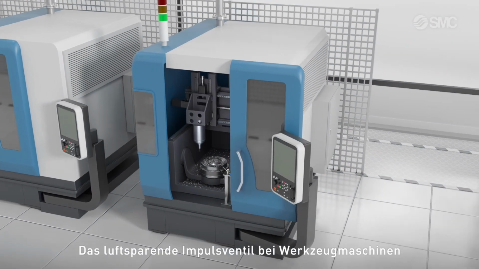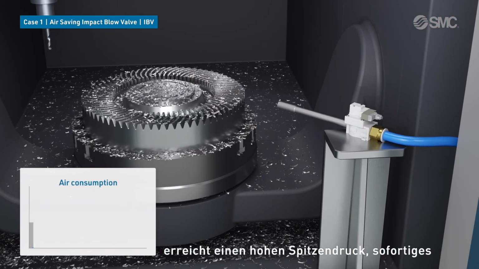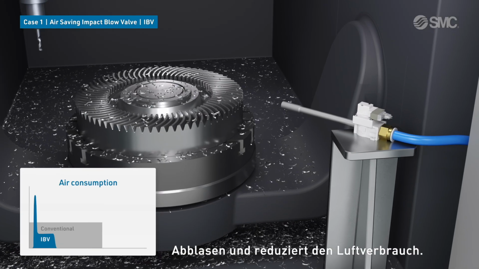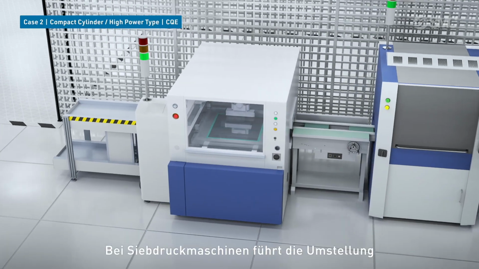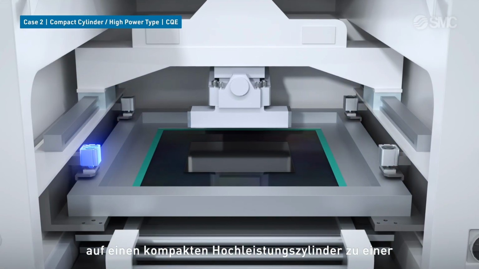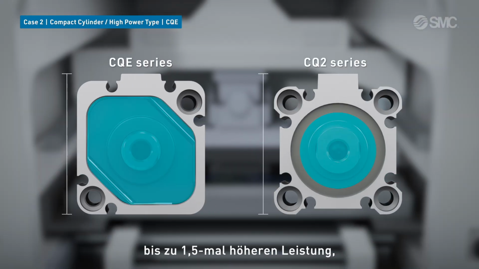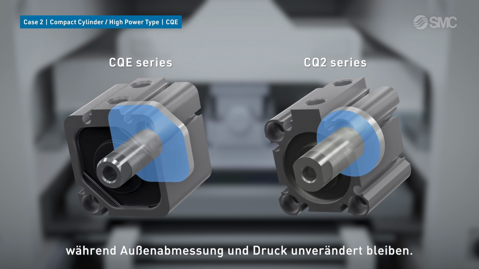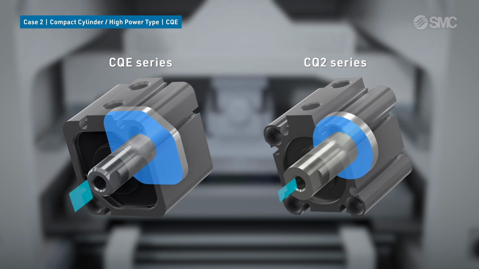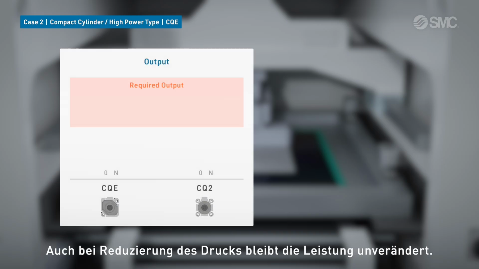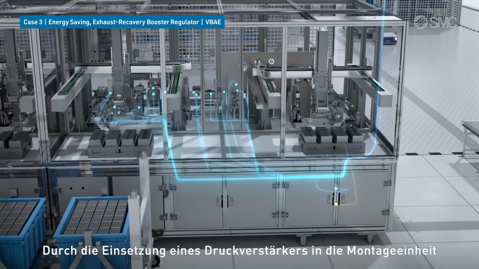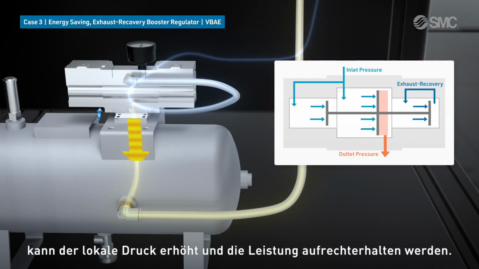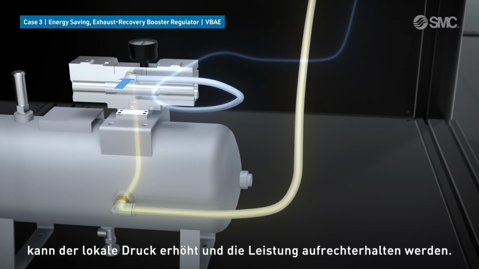In machine tools, the air-saving impact blow valve realizes high peak pressure and instantaneous blowing to reduce air consumption. With screen printers, replacing existing parts with a high-power type compact cylinder maintains the same external dimensions and pressure but increases output by up to 1.5 times. When pressure is reduced, conventional output can still be achieved. With an assembly unit, an exhaust recovery booster regulator can be introduced to locally boost pressure to maintain output.